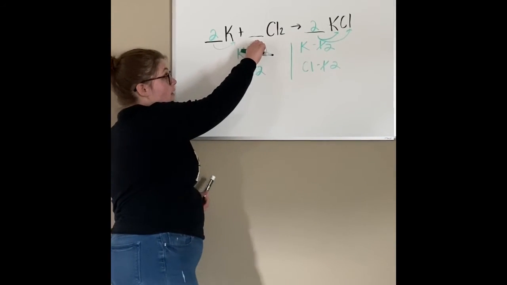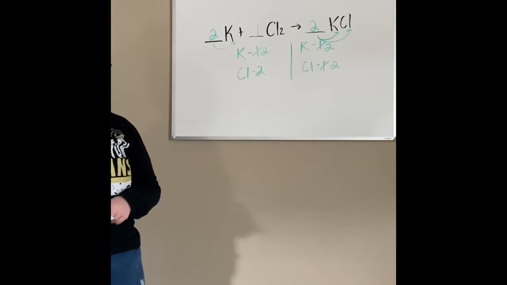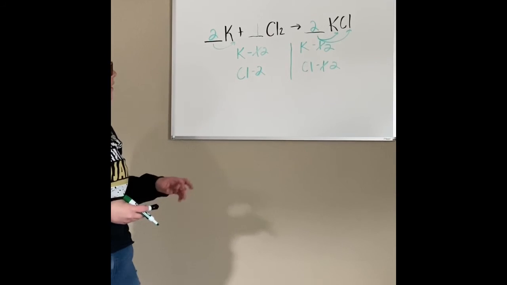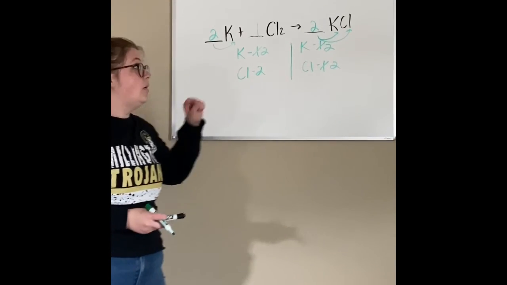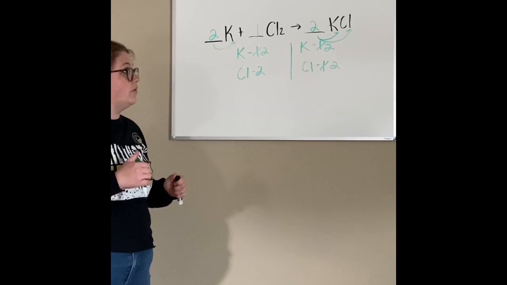For this one right here, you can either put a 1 if you want. You don't have to. We can just assume it's an imaginary 1, but the coefficients that would make this balanced would be 2 in front of the K, 1 in front of the CL2, and then 2 in front of the KCL.